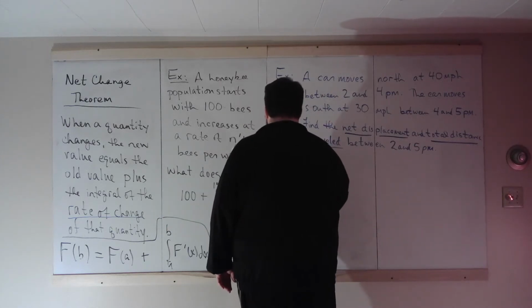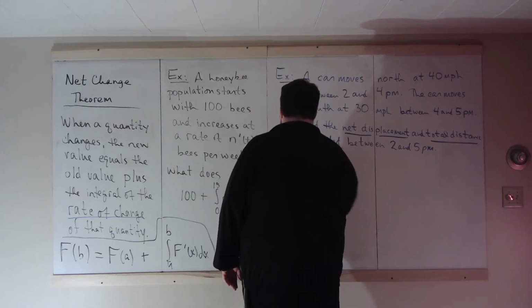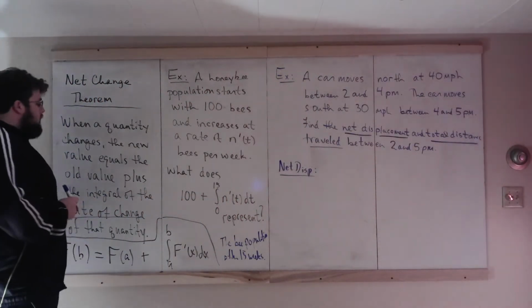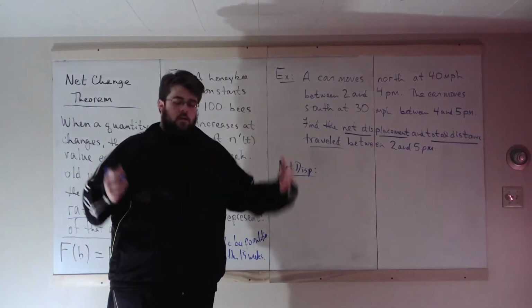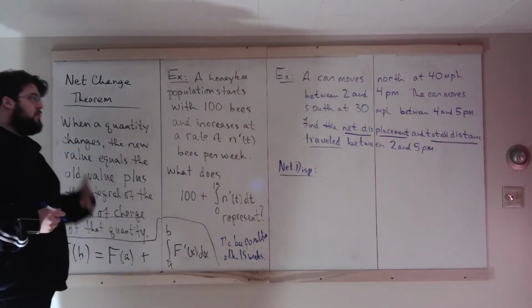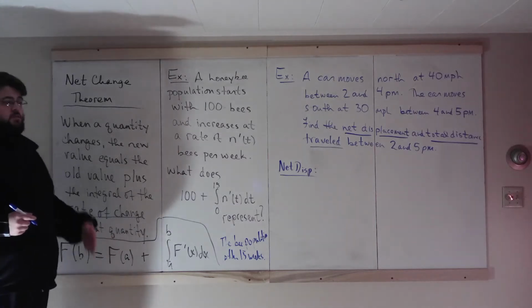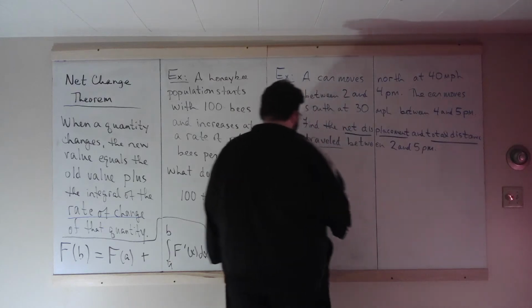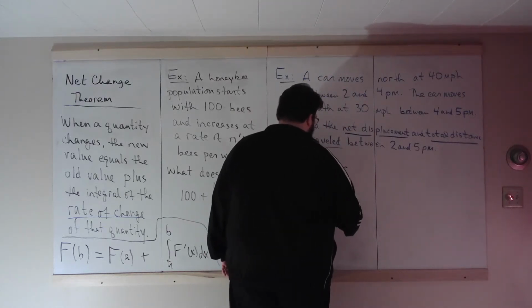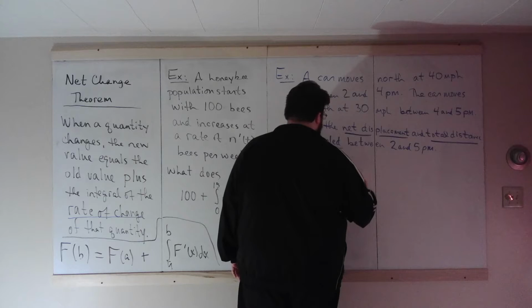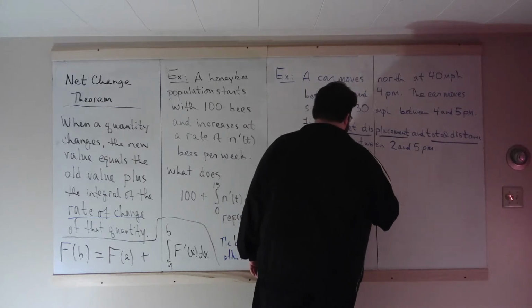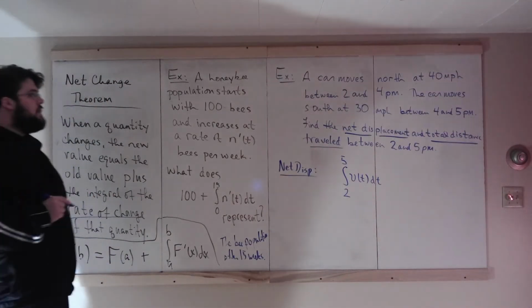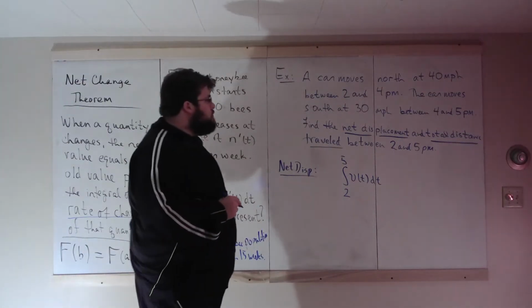So let's say net displacement. I'll abbreviate displacement DISP. Well, the Net Change Theorem, we can assume at 2 o'clock that this car is at position 0. So we can assume that this first value is 0. So the new position, the net displacement after 3 hours, would be given by the integral from 2 to 5 of our velocity. Remember, velocity is a rate of change. And we're given a velocity function. But how can we do this integral?